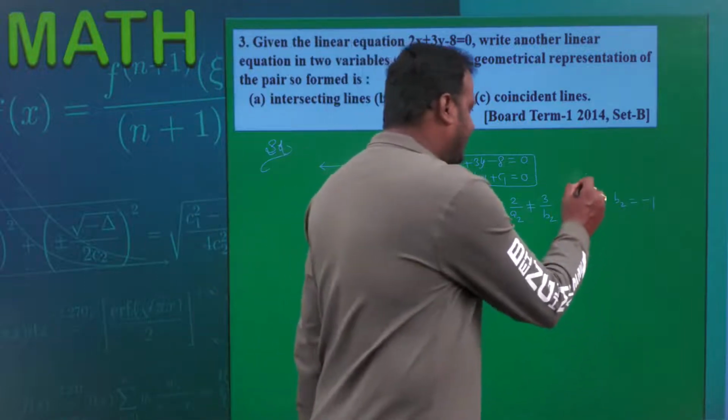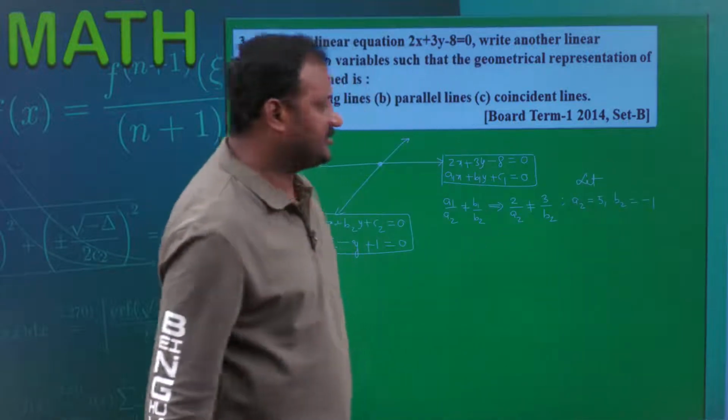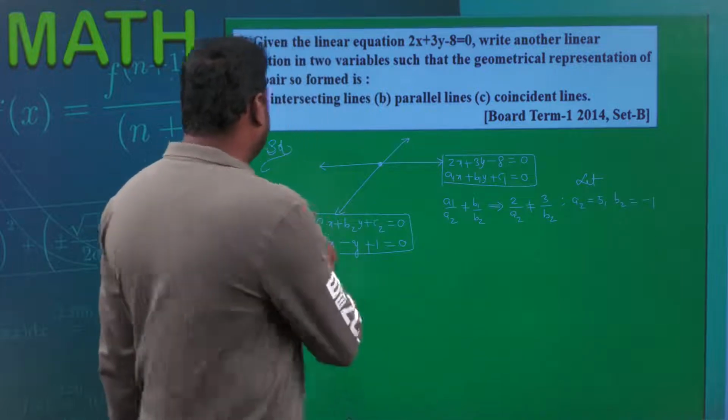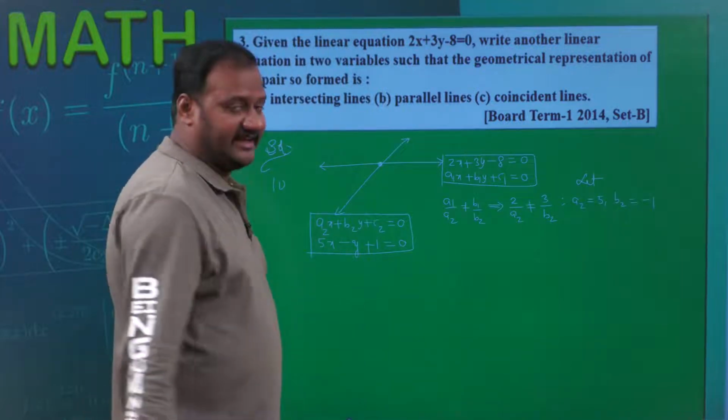I can take, you can write, let a2 is equal to 5 and b2 is equal to minus 1. Hope you understand? Right. So this is one, when they are intersecting lines.